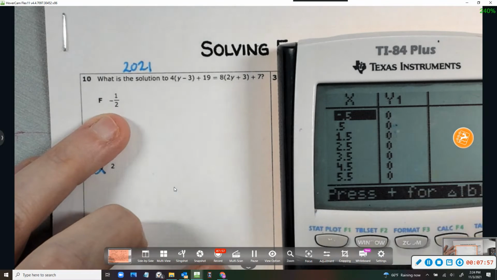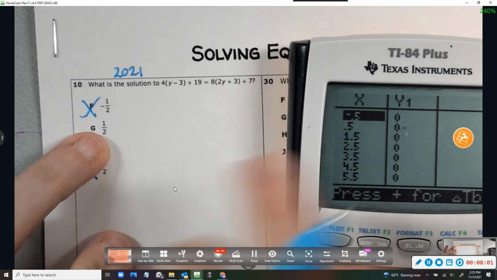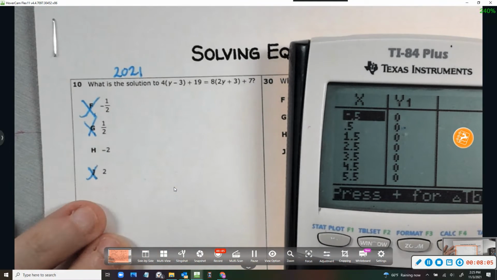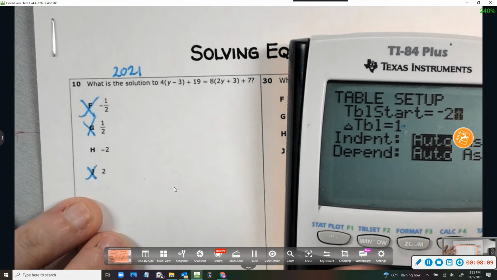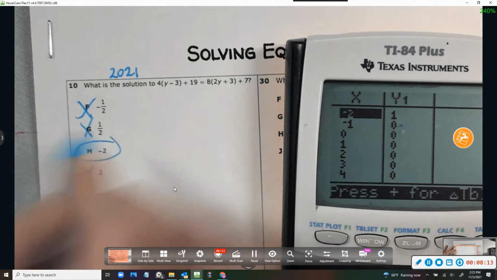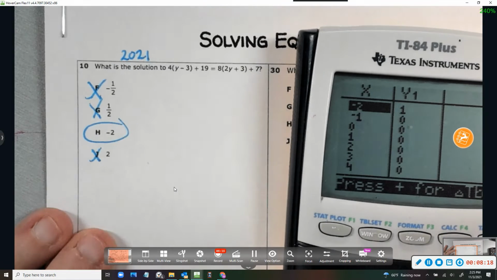And what do I see next to negative 0.5? I see a 0, so that's not the answer. And hey, look at that. There's 0.5, which is half, also not the answer. Now, just for the heck of it, let's put in negative 2 and jump to that. And look what it has next to it: a 1, which makes it the answer. It really is.